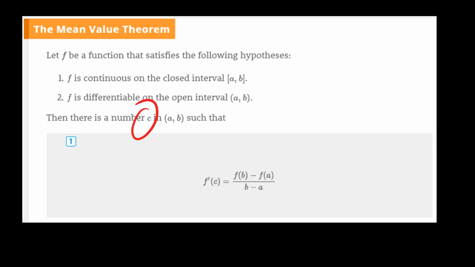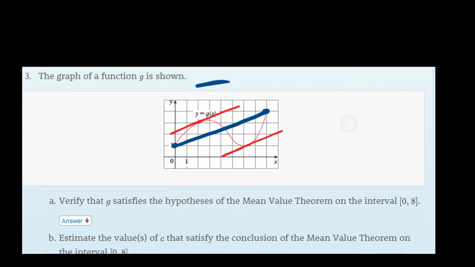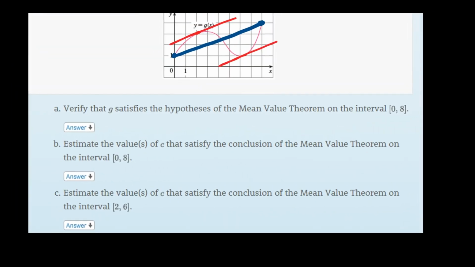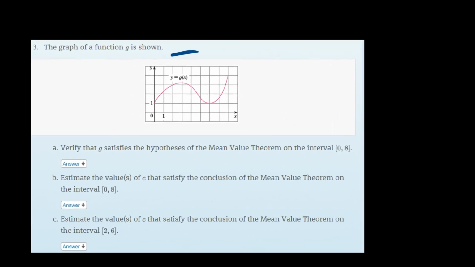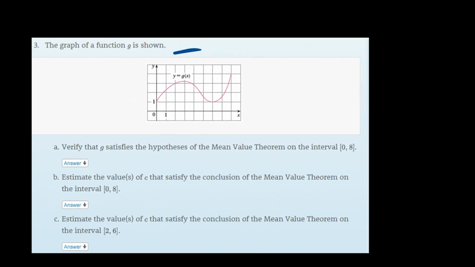All right. So let's do an example of this. Let's see. Here, yeah, this is a good one. All right. So it says verify that G satisfies the hypotheses of the mean value theorem. Yeah, it's continuous and it's differentiable. We talked about that. On interval 0, 8. All right. Estimate the values of C that satisfy the conclusion of the mean value theorem.